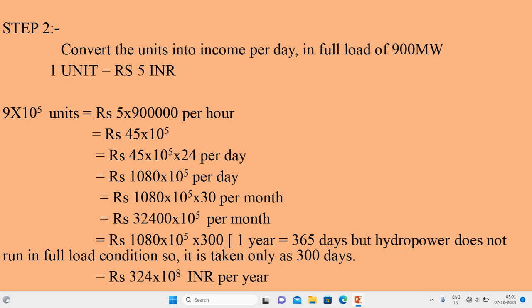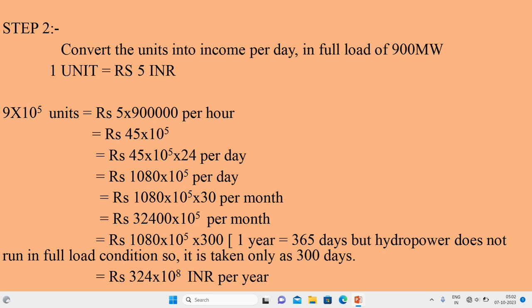This is in hours. Now we need this in a day. We know that in a single day there are 24 hours. So this 45 multiplied by 24 will be 1080 into 10 to the power 5 per day. This is the charge for this hydropower. The cost for one day will be 1080 into 10 to the power 5 rupees, right?